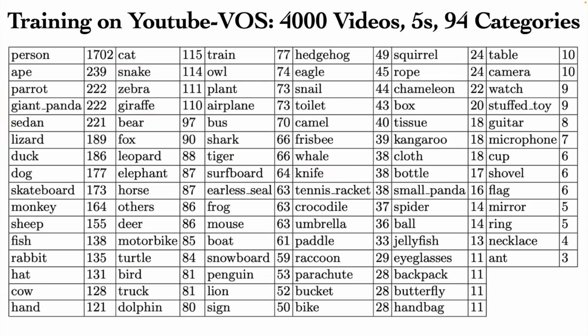We train such a simple model on YouTube VOS, which has 4,000 videos. Each is roughly 5 seconds long, covering 94 categories. We don't use these categories, okay? We only have videos. And now we are curious, what will our model learn? Top row is an image, and we have the 5 channel segmentation. And these are the outputs.